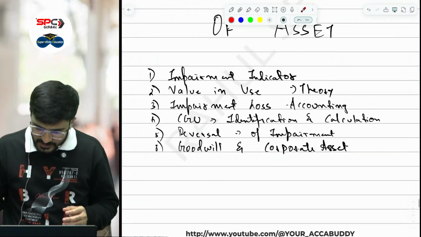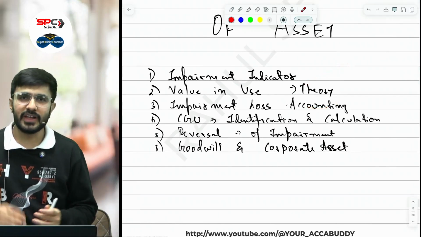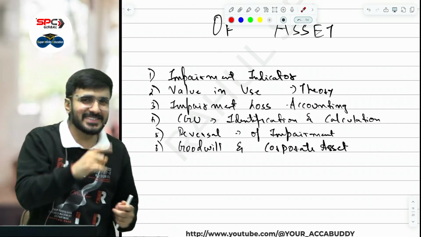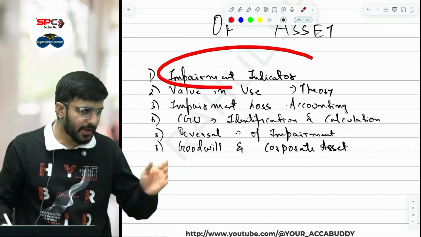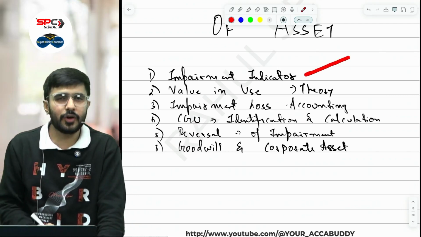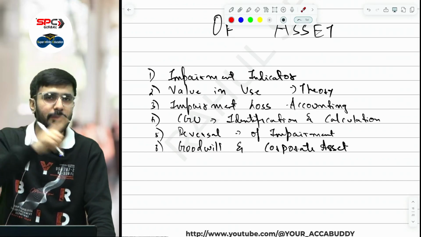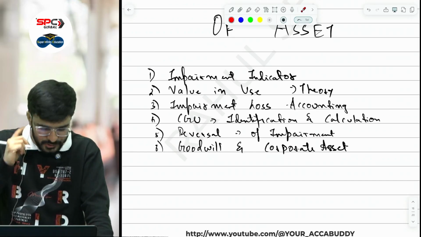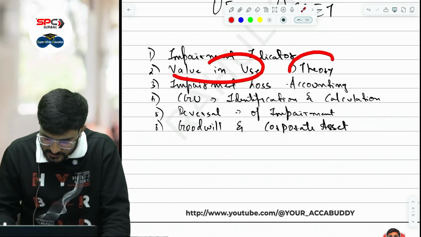The first one is indicator of impairment. What is the meaning of impairment? Sir, decrease in the value of the asset, and in that also impairment. First indicators are there, then we do impairment test. Totally theory topic. Yes sir. Boy company is there in your past paper, must do question. Yes sir. Then value in use, theory topic again.